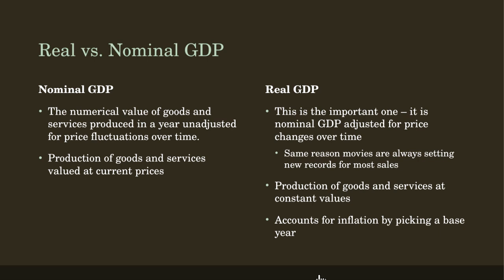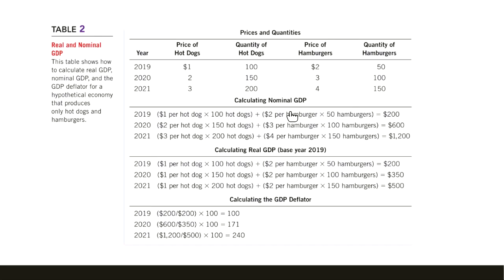And just to see how this works out, let's look at this table too. So notice that we have the years 2019, 2020, and 2021. Notice that the price of a hot dog changed from $1 to $2 to $3, and the quantity of hot dogs goes up from 100 to 150 to 200. And similarly, we have the price of hamburgers, and hamburgers go from $2 to $3 to $4, and the quantity of hamburgers increases from 50 to 100 to 150.